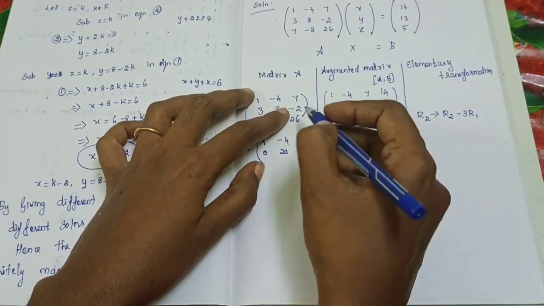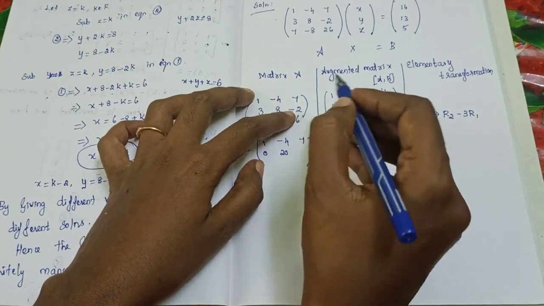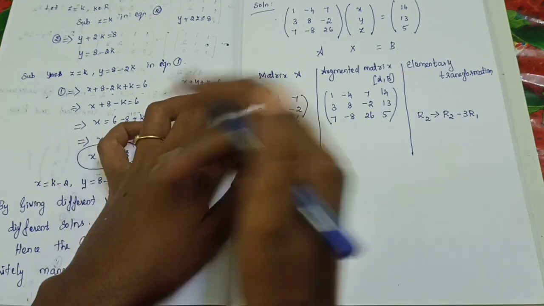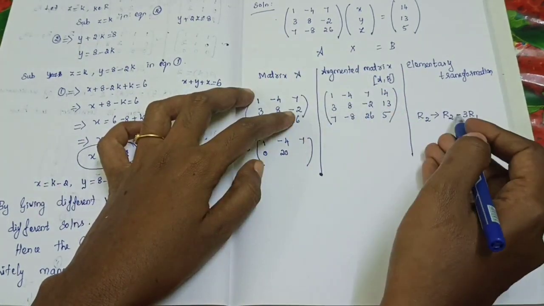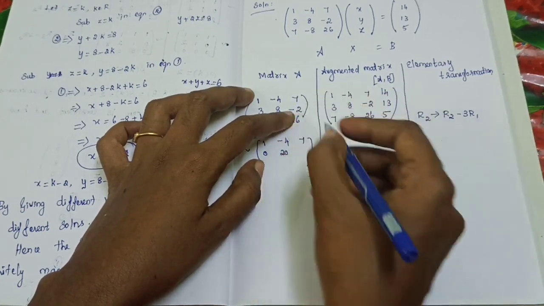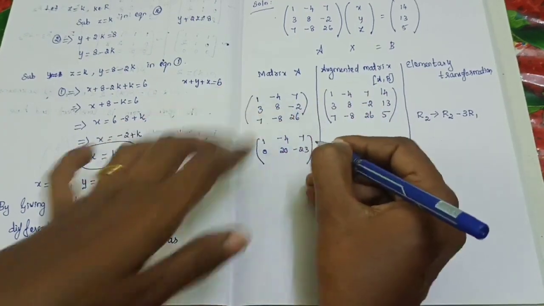Understand? The next is minus 2 minus 3 into 7. So minus 2 is there. Minus 3 into 7 means 21. So minus 21 minus 2 means minus 23 you will get.